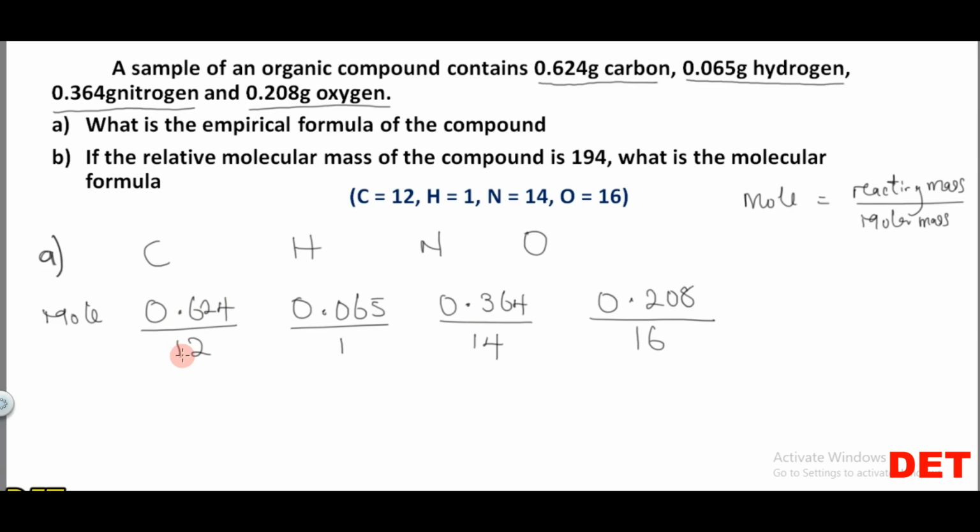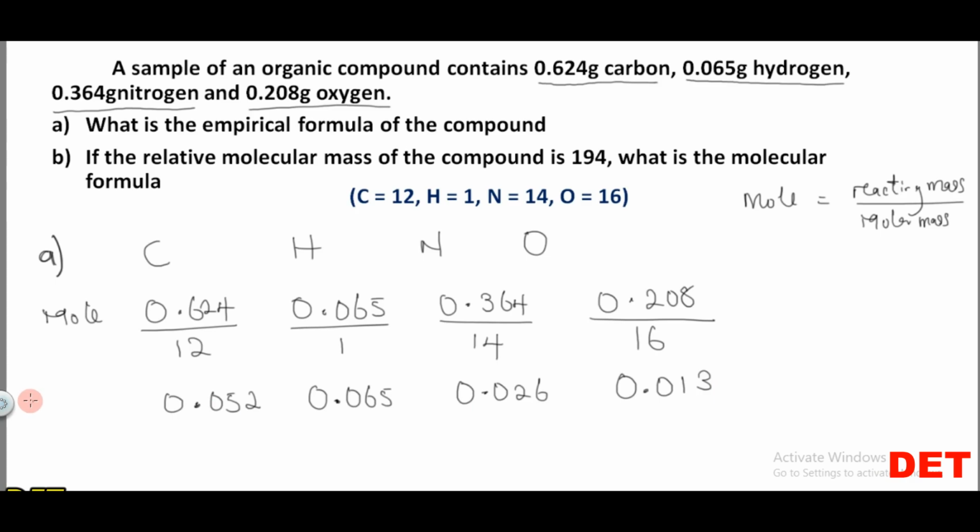So when we divide, 0.624 divided by 12 will give me 0.052. All right. 0.065 divided by 1 will still give me 0.065. All right. Then 0.364 divided by 14 will give me 0.026. Then 0.208 divided by 16 will give me 0.013. All right. So these are the moles that I've gotten.